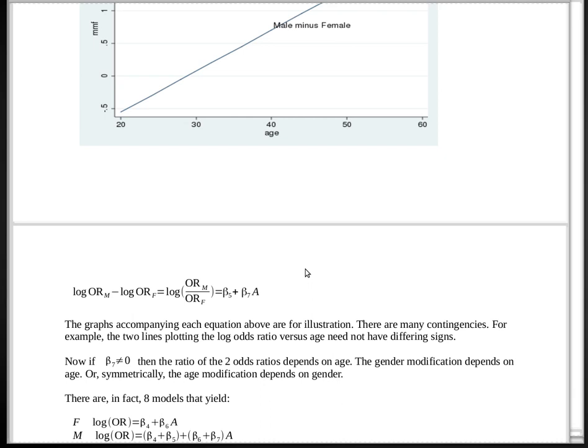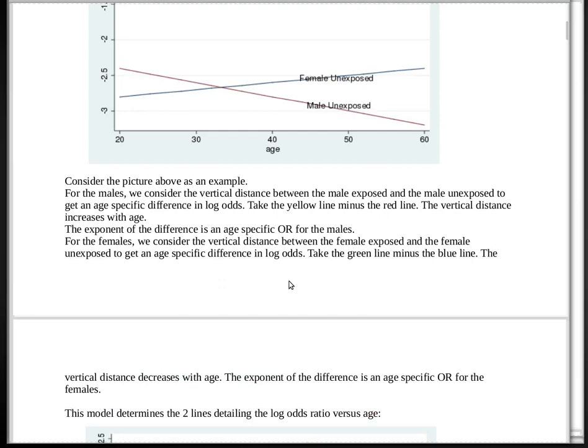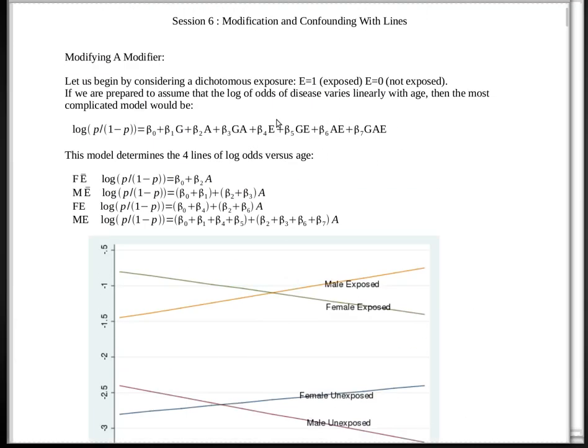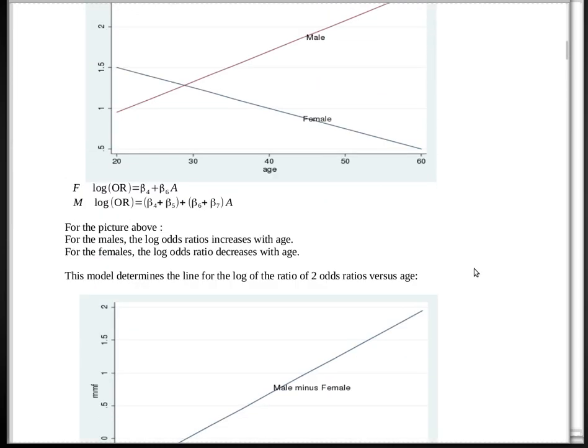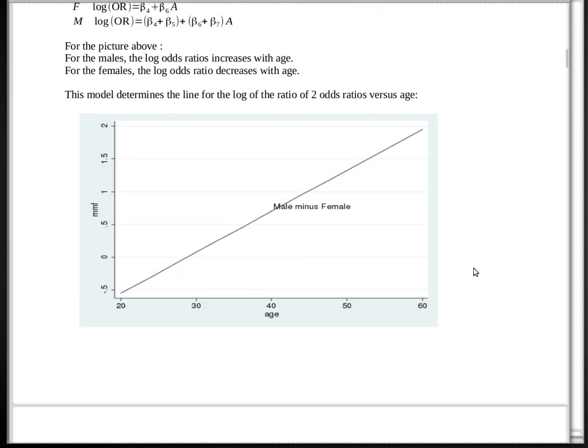Now, these equations that I'm showing you are implications from the model we started with, this one. However, these visuals are very specific to this illustration. So there are lots of other scenarios we might see.